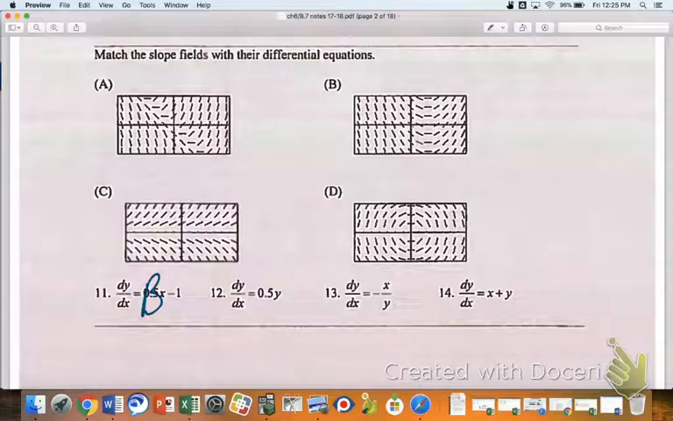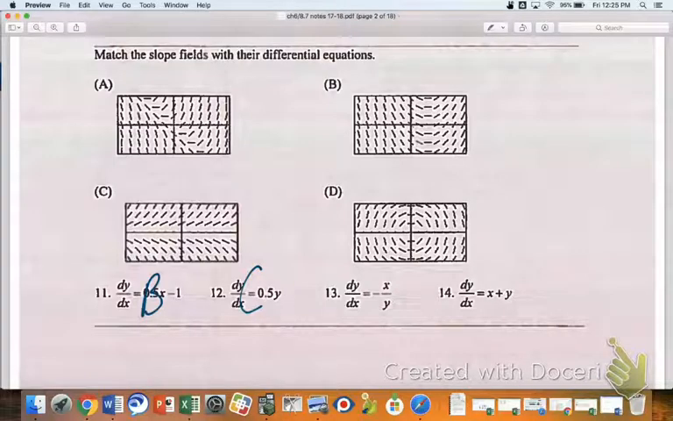Okay, number 12 goes with C. Okay, so 12 goes with C. Anyone, again, let's offer some reasoning why you think 12 would go with C. Horizontal pattern, dy dx depends only on y. Okay, so now we're down to 13 and 14. And you can, of course, see that neither a horizontal nor vertical pattern exists on either of those.